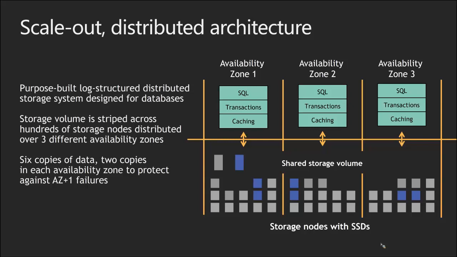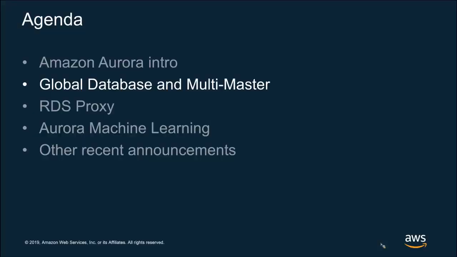So high durability, high availability, and it's a very good option for anyone who needs a MySQL or a Postgres database or wants to migrate your data to those databases. So that was a very quick overview of Aurora, and let's jump into what is new in the last few months. So we'll start with Global Database and Multi-Master.